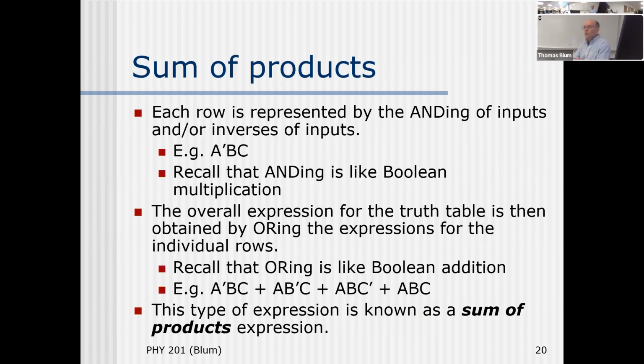All right. So I write my expression for this scenario by taking my AND expressions for the rows for which the output was a 1. So here, for that majority rules, here's my expression. A prime BC plus AB prime C plus ABC prime plus ABC.